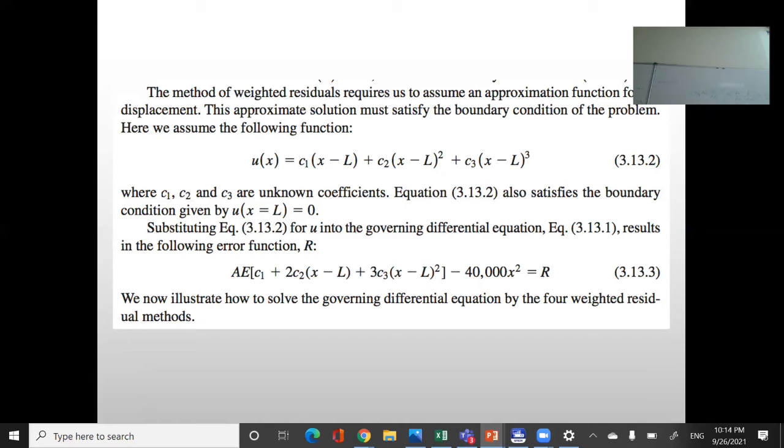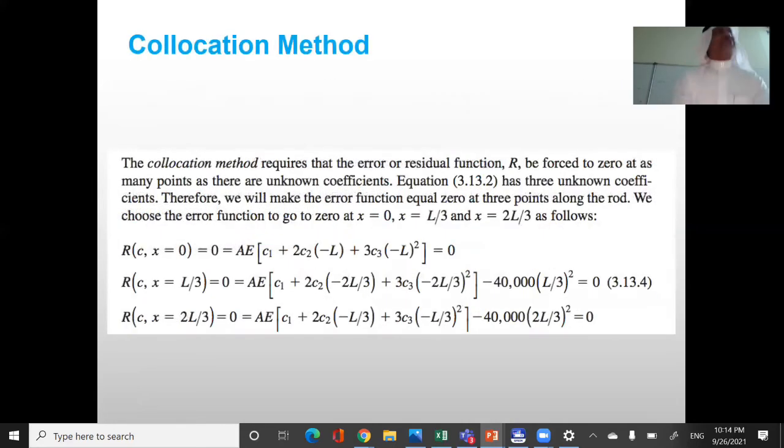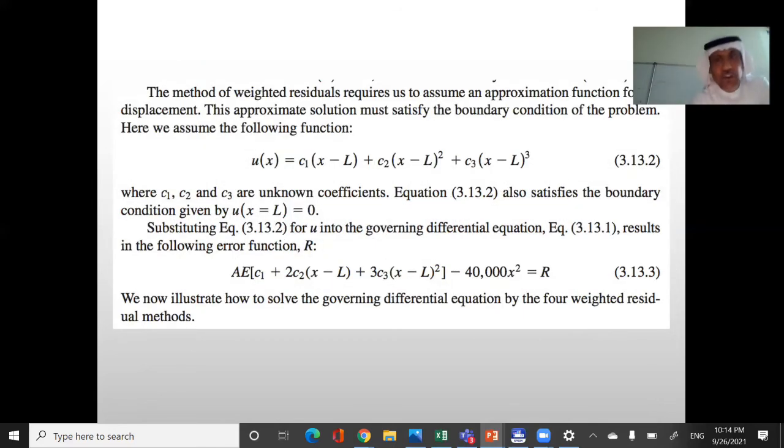Do you have another method? Yes, we have several methods. Let's go one by one. The first method here is called the collocation method. We'll come back to Galerkin. Collocation method, what is this method? In this method, you force R to be equal to 0 at a certain point. How many constants here? C1, C2, C3.